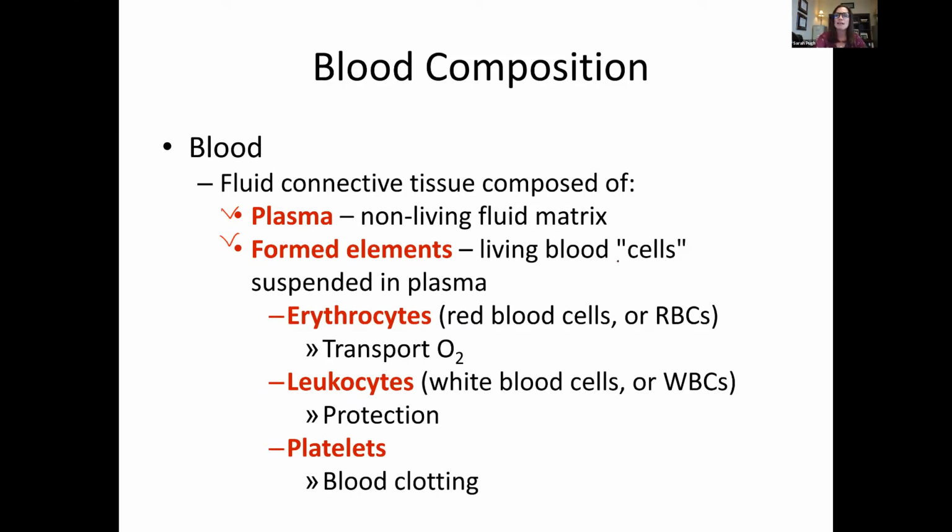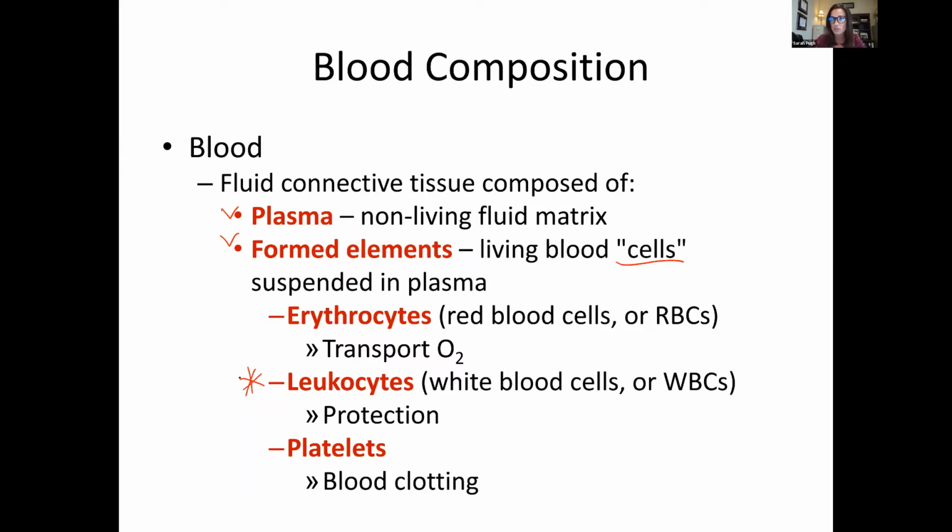Now, the reason why cells is in quotation marks is because of these 3 formed elements that are listed here, only one of them is actually a complete cell, and that is your white blood cells, those leukocytes. White blood cells are complete cells. They have all the organelles. They have a nucleus. Again, these are involved in your immune system. They help to protect against foreign organisms, foreign antigens.